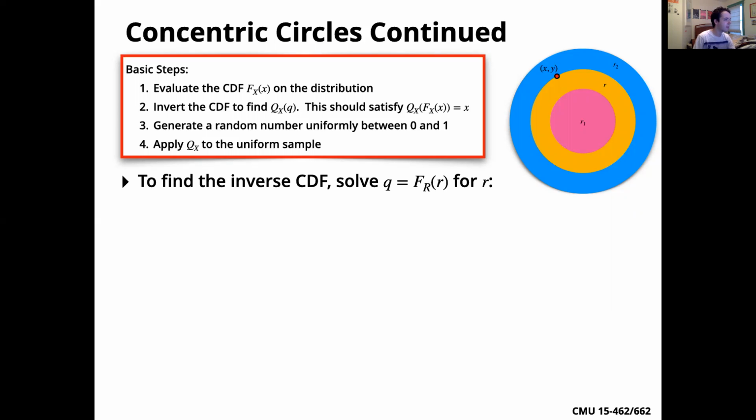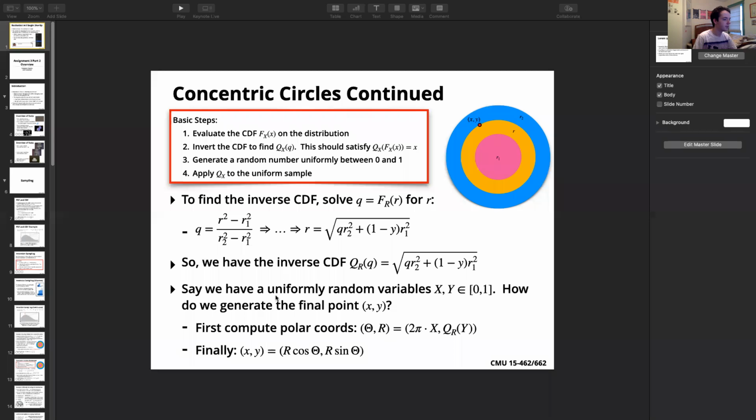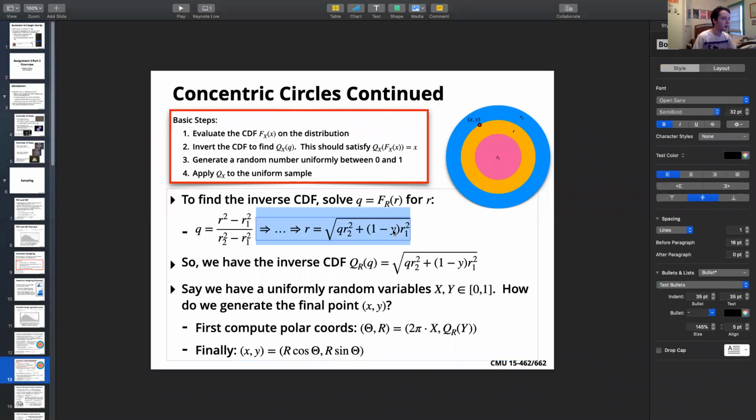So now we can just solve Q equals big F of big R of r. The equation that we just found, we just inverted. So we have Q equals the ratio of the areas, and then you do a bunch of algebra, and you get r equals the square root of Q R2 squared plus, that should say 1 minus Q, not 1 minus Y. Fix that actually. I was using Y, but we already have a Y.